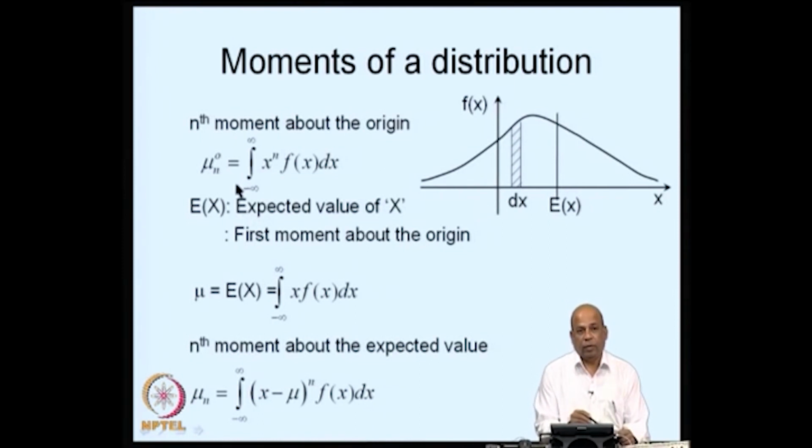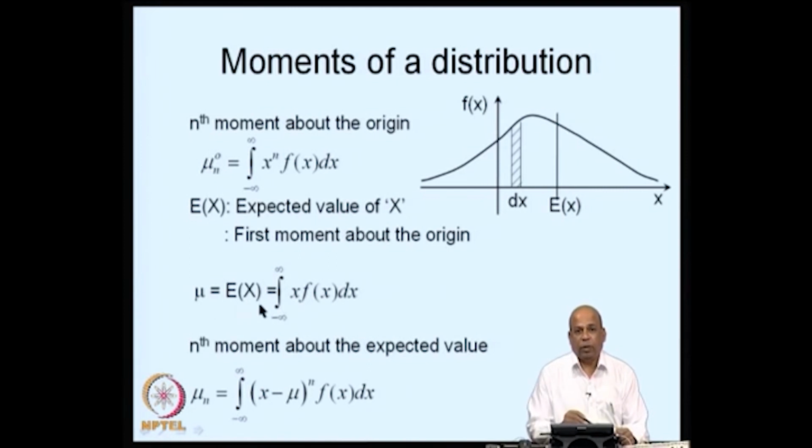The first moment, that is when n is equal to 1, the first moment about the origin, this O here represents that we are taking the moments about the origin. The first moment is called the expected value of x, and by putting n is equal to 1 here, we get expected value of x is equal to integral minus infinity to plus infinity x f of x dx. This is also denoted by mu, and mean and expected value are one and the same. So, we call it the mean of the distribution, mean of the random variable, I am sorry.